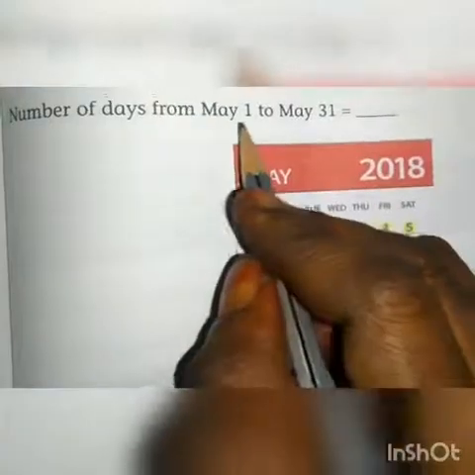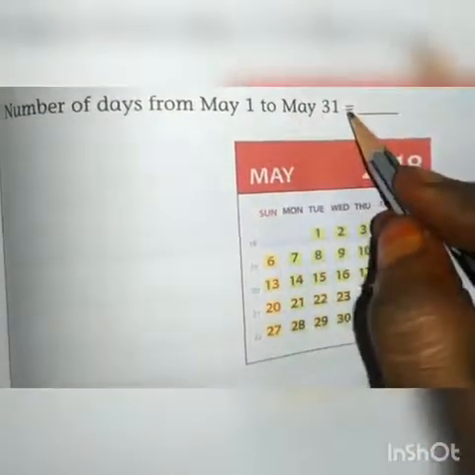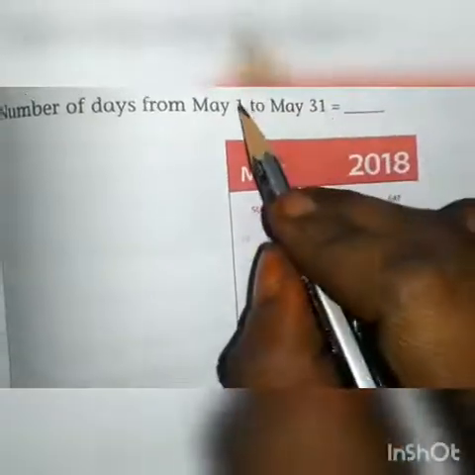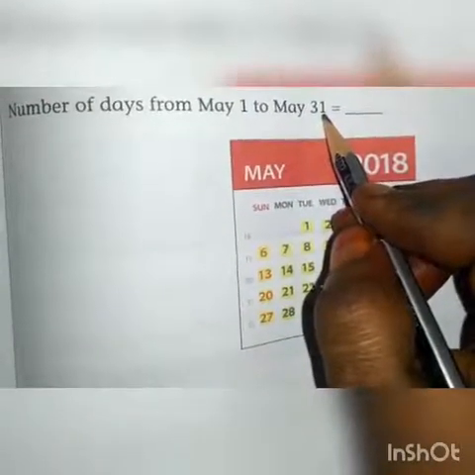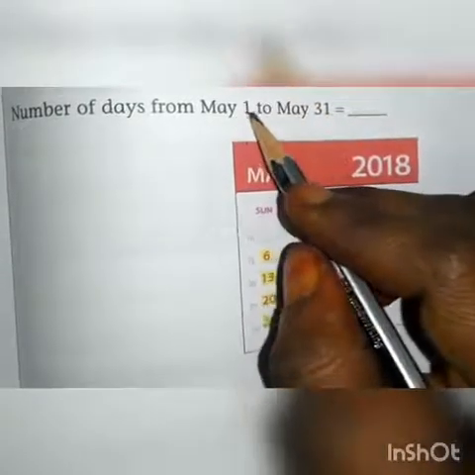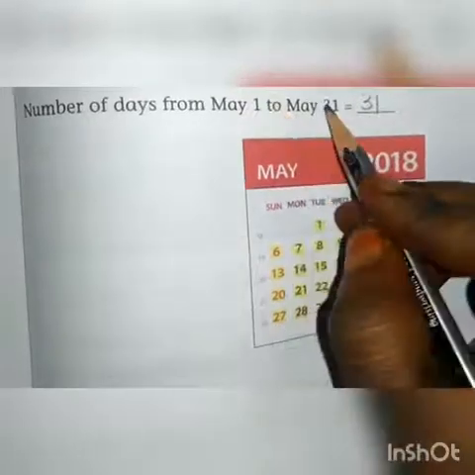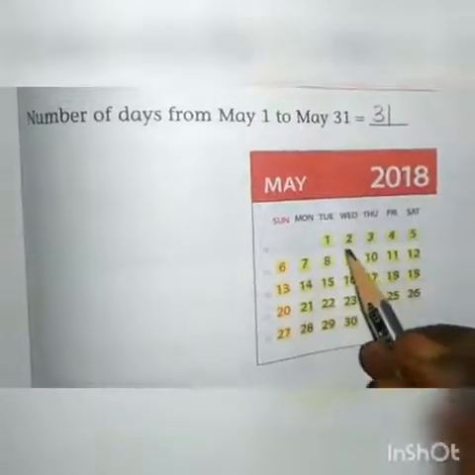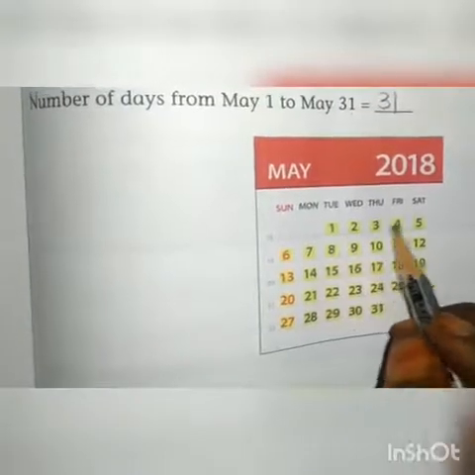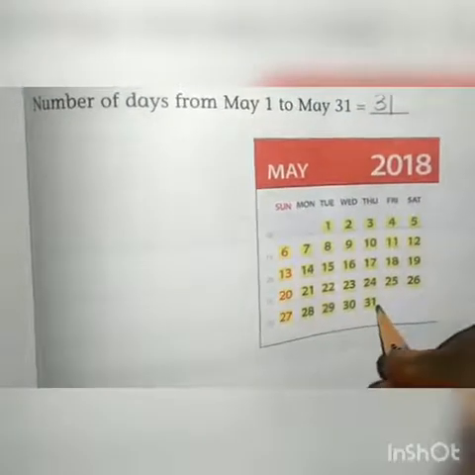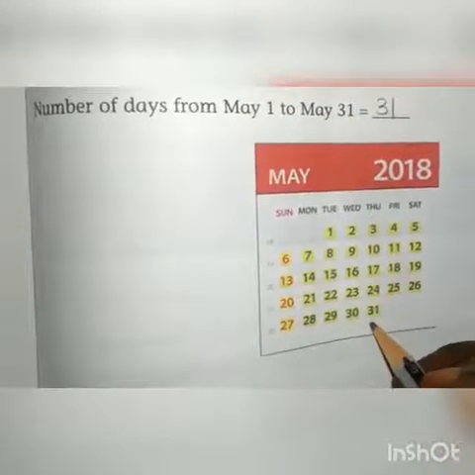Number of days from May 1 to May 31. May 1 to May 31, how many days? It starts from 1 and ends with 31. So we can obviously say from May 1 to May 31, 31 days are there. 1 to 31 is 31. If we count by using the calendar, 1, 2, 3, 4, likewise we count up to 31, right? So the total number of days in May is 31.